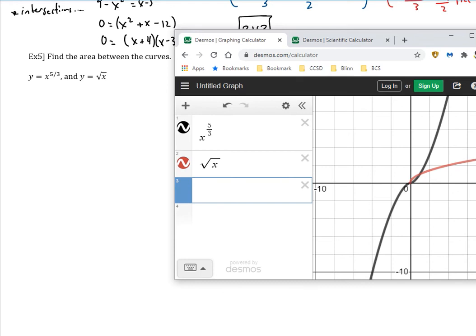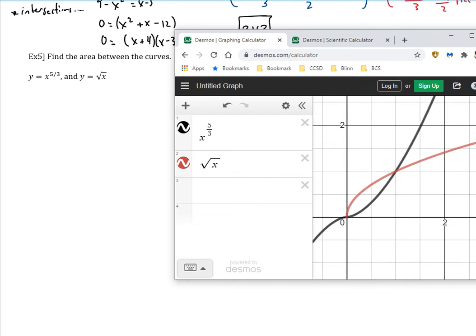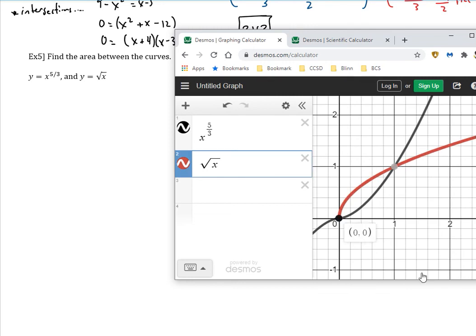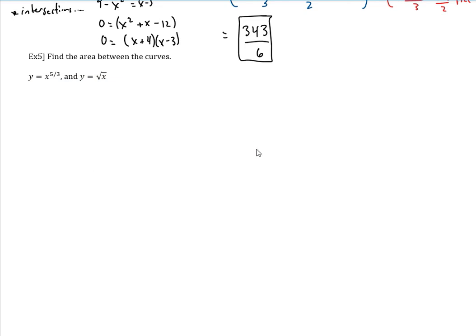Okay, and then we can see, oh, that's real small, but we can see there's the area that they would be talking about. Let's see where it begins. So where they intersect is 0, 0, and 1, 1. Okay, so that's where it would begin. That's where it ends for our x values, and then we will set it up with our top minus the bottom. Okay, so let me draw in this curve.